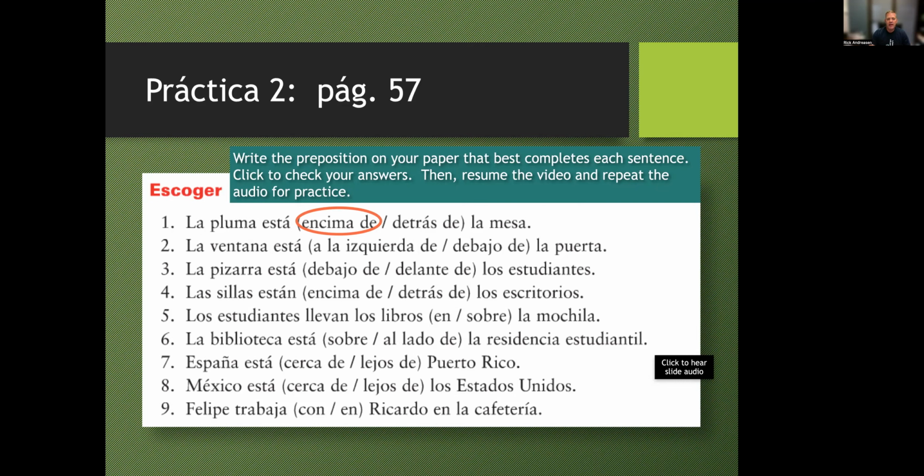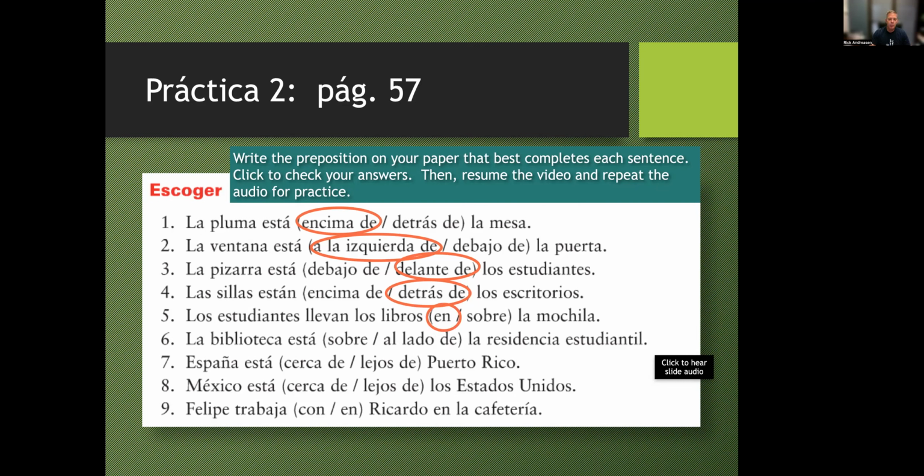Okay, número 2. La ventana está a la izquierda de la puerta. Makes more sense. It's to the left of the door than it's underneath the door. Número 3. La pizarra está where in regards to the students? Delante de los estudiantes, in front of. Número 4. Las sillas están detrás de los escritorios. Although I have seen chairs on top of tables before, makes more sense for them to be behind the desks. Número 5, los estudiantes llevan los libros en la mochila, right, in their backpack.